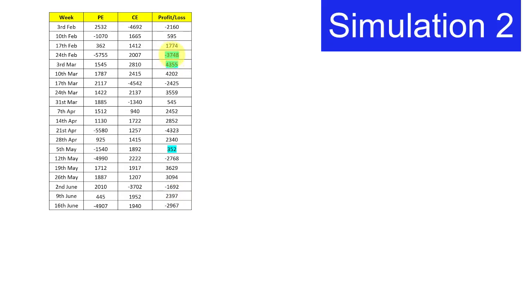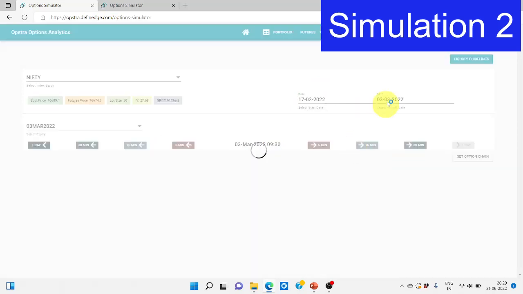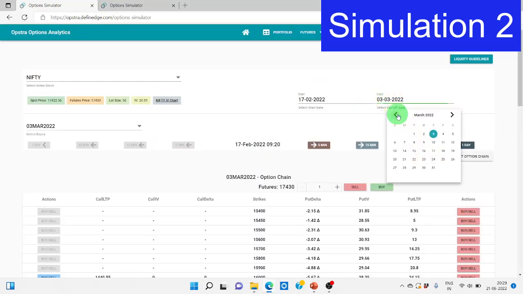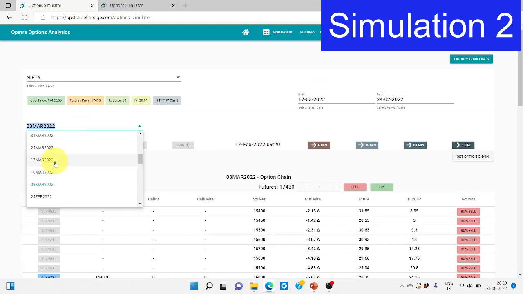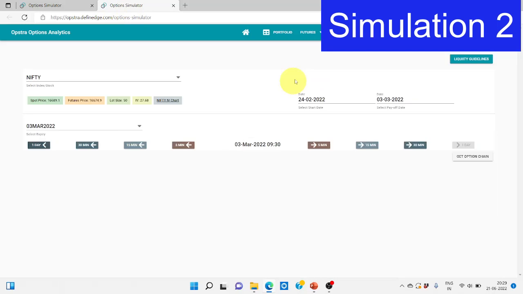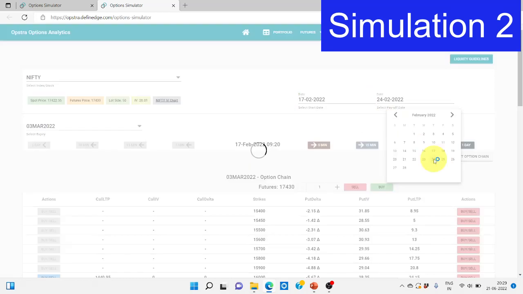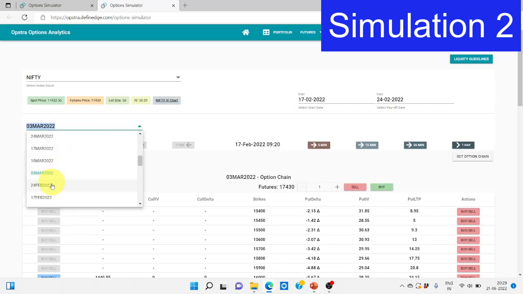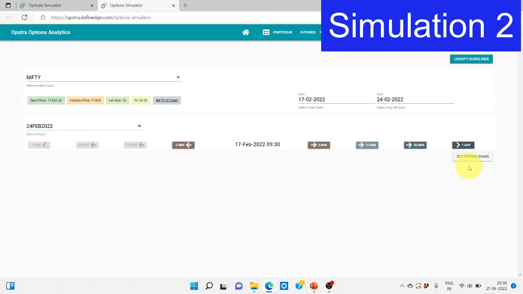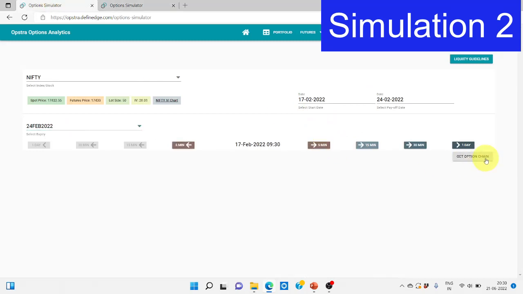So if it is 24th February, then we will be entering on 17th of February. 24th of February is the expiry. Same thing, I'll keep it here. 17th of February we will enter, and 24th of February is the expected exit date. This is the call side, this is the put side.